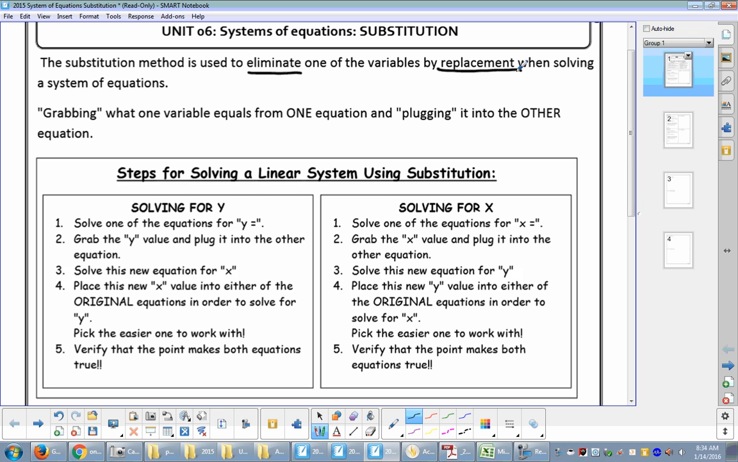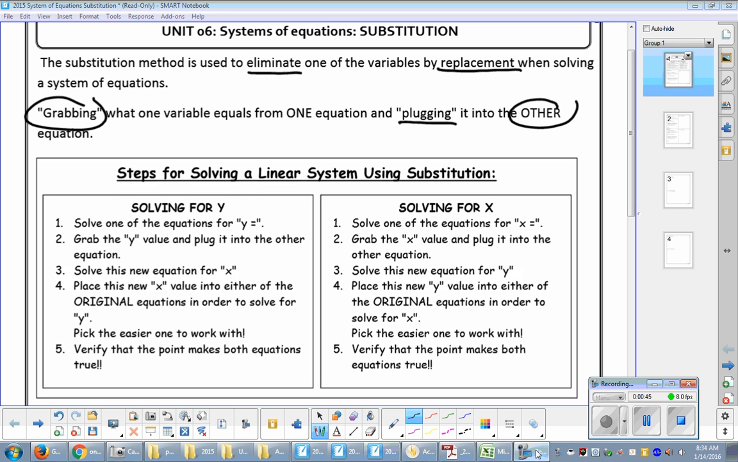It's like grabbing one variable equals from one equation and then plugging it into the other equation. It's very important to use the other equation from the variable that we grabbed from the first equation. I have here some steps that we can follow so that we can solve a linear system using substitution.